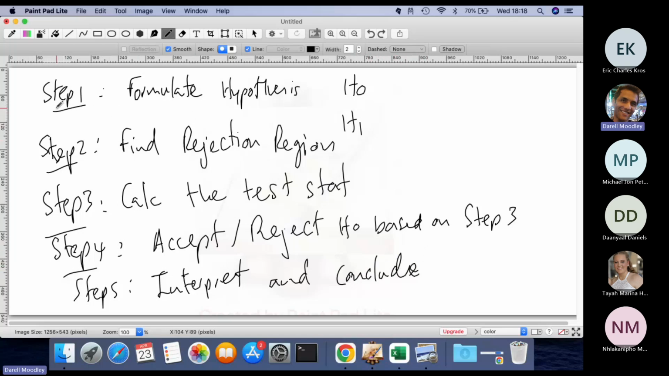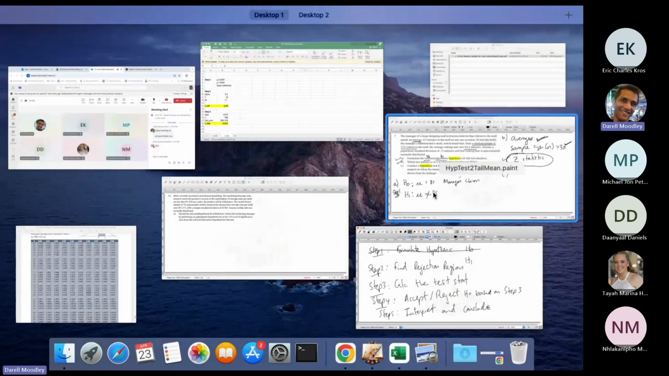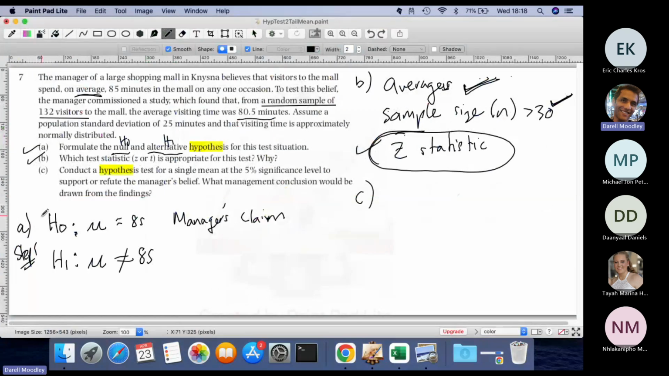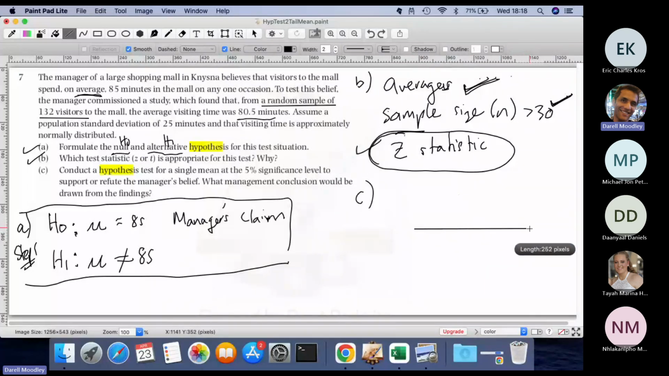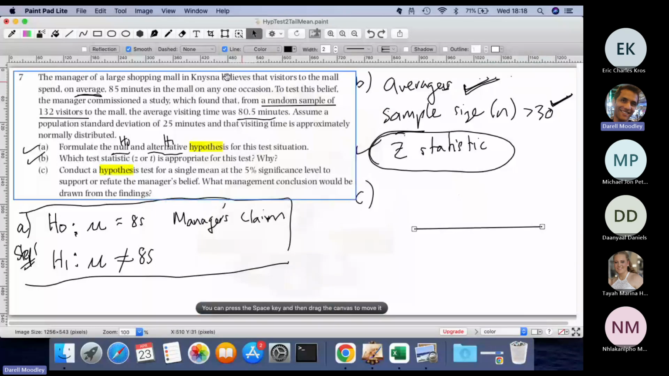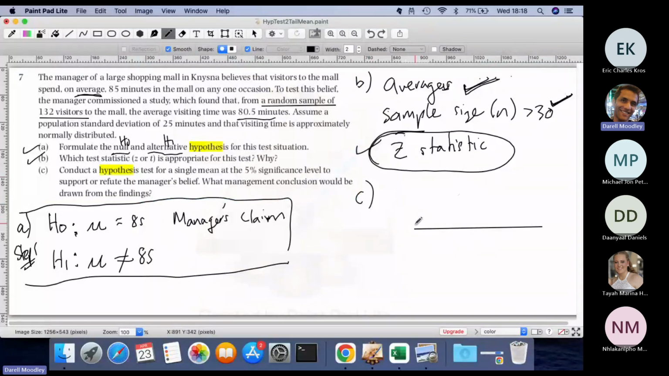All right, so we've done step 1, formulate the null hypothesis. That's shown here in question A. Now we're going to move on to step 2, find the rejection region. Remember from what we just answered in question B, we said it's the Z statistic. So in other words, your rejection region is going to be based on using the normal distribution, in other words, the Z table on the back of the book. So I'm going to draw that graph.